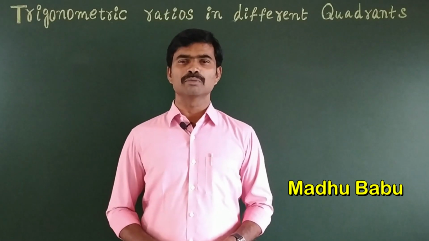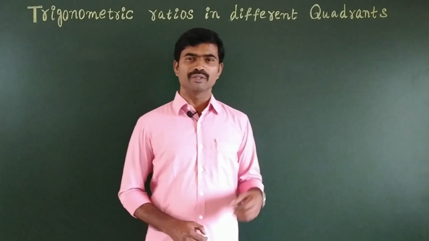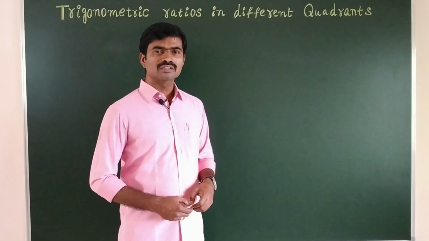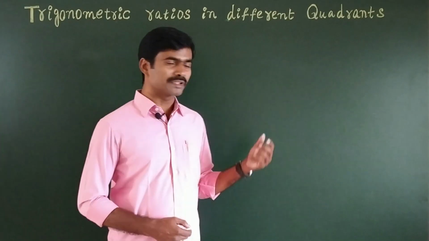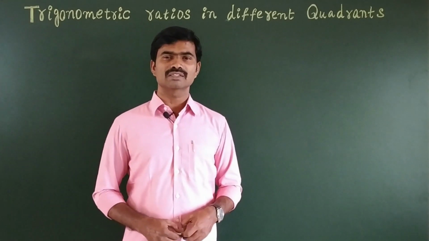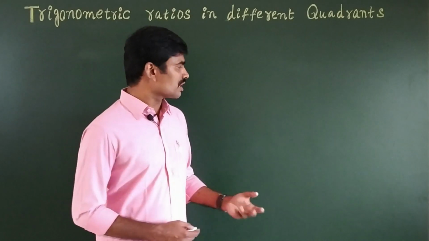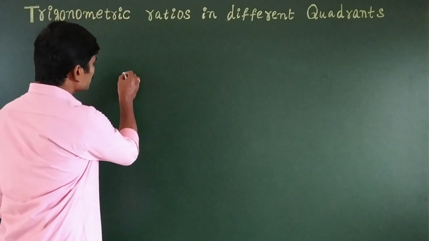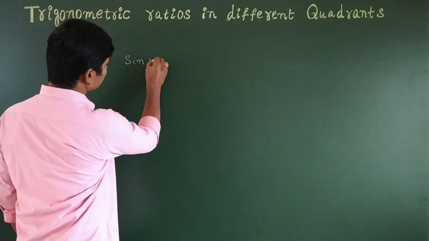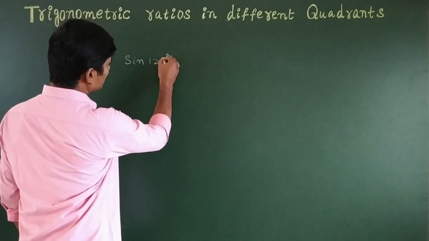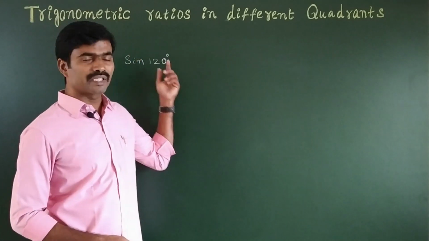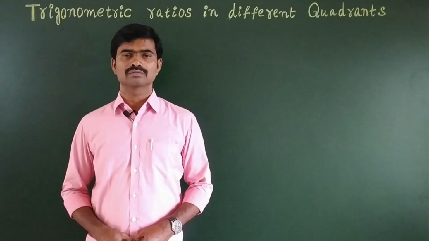Hi, this is Madhubabu. In the last video, Trigonometry part 1, we already discussed trigonometric ratios for some specific angles: 0 degrees, 30 degrees, 45 degrees, 60 degrees and 90 degrees. Suppose we have to find sine 120 degrees. We did not discuss 120 degrees in the previous video.